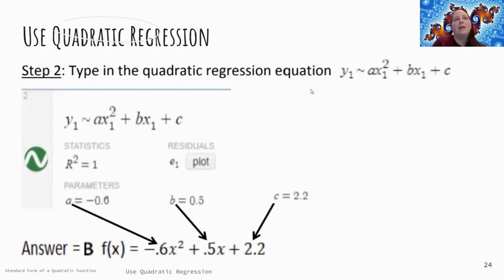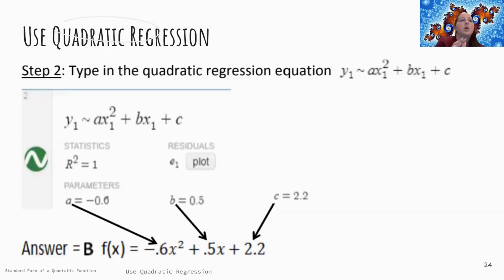Then I'm going to type in the quadratic regression equation, Y sub 1, and then a tilde, A X squared sub 1 plus B X sub 1 plus C. If you don't include the tilde, and if you don't include the X sub 1 or Y sub 1, it'll come up as an error. It won't do anything for you. You have to make sure that you've got that X sub 1, Y sub 1 in there.